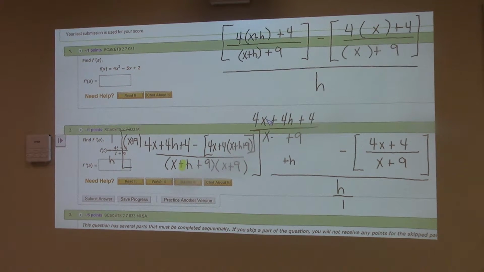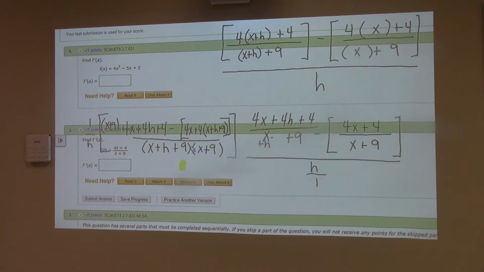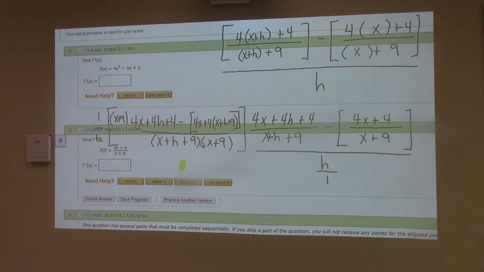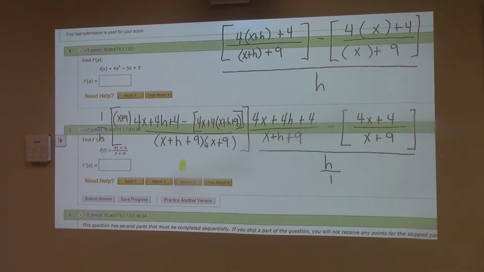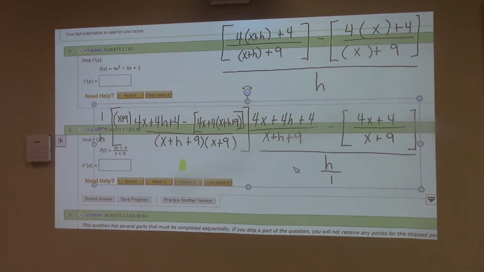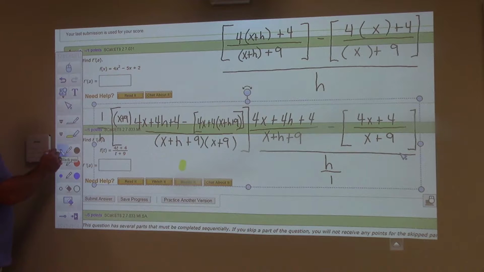Just like WebAssign, no pattern. Is that it right there? It was. What'd you say? It was what I guessed. Oh, you came up with something. You invented something. You need to go work for WebAssign. Well, you might have done a form of the quotient rule.